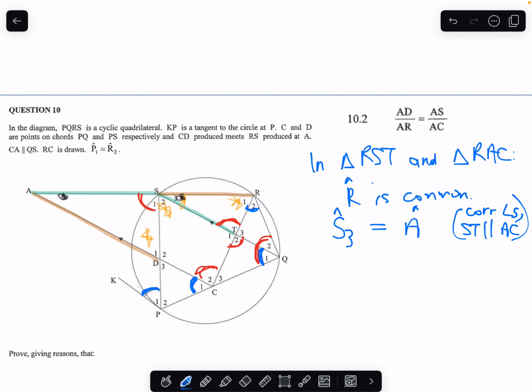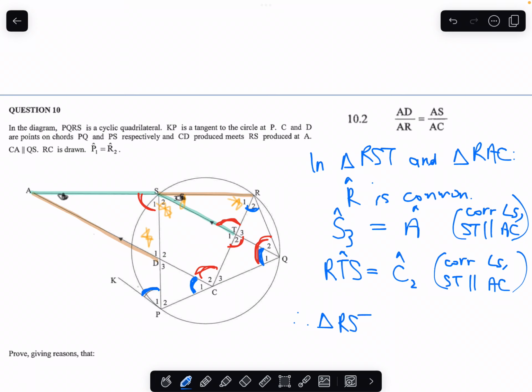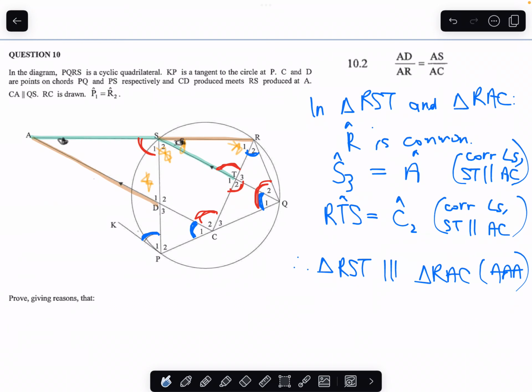Right, and then the last angle, they don't name this angle for us, so that is RTS, equal to angle C2, because also, or just third angle. Okay, so therefore triangle RST is similar to triangle RAC because of angle. Okay, so we'll use that shortly.